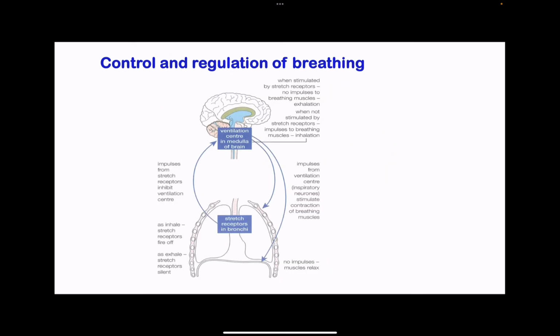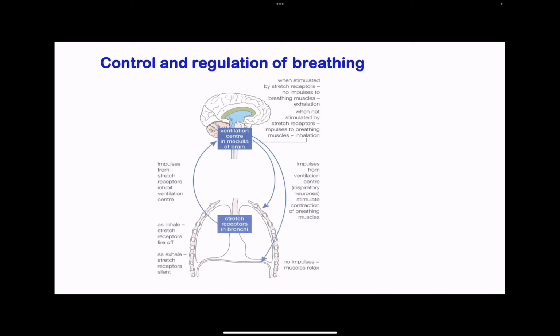We got to control and regulation of breathing. This is controlled by the ventilation center in the medulla, and it's involved in the feedback system based on the stretching of the bronchi during breathing. The ventilation center contains the inspiratory center that controls breathing in. There is also an expiratory center that controls forced exhalation. Impulses from the ventilation center are going to travel down the sympathetic nerves, causing the intercostal muscles and the diaphragm to contract, and this makes the person inhale.